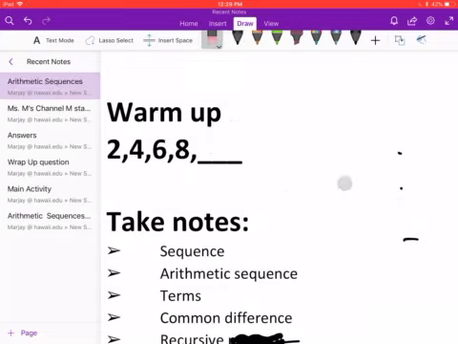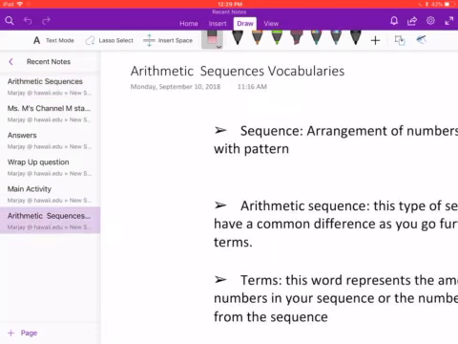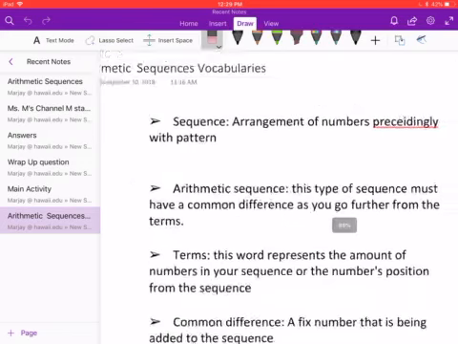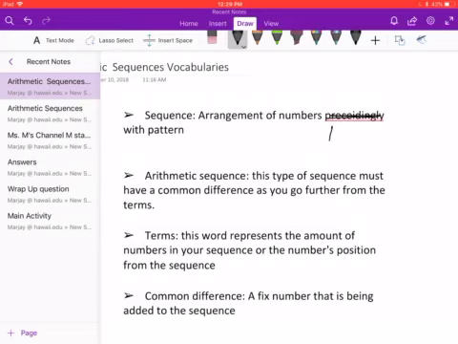So now I think we are ready to discuss arithmetic sequences. So, oh no, I misspelled something here again. This "preceding" is supposed to be "proceeding." Okay. So a sequence is an arrangement of numbers that are proceeding with a pattern.